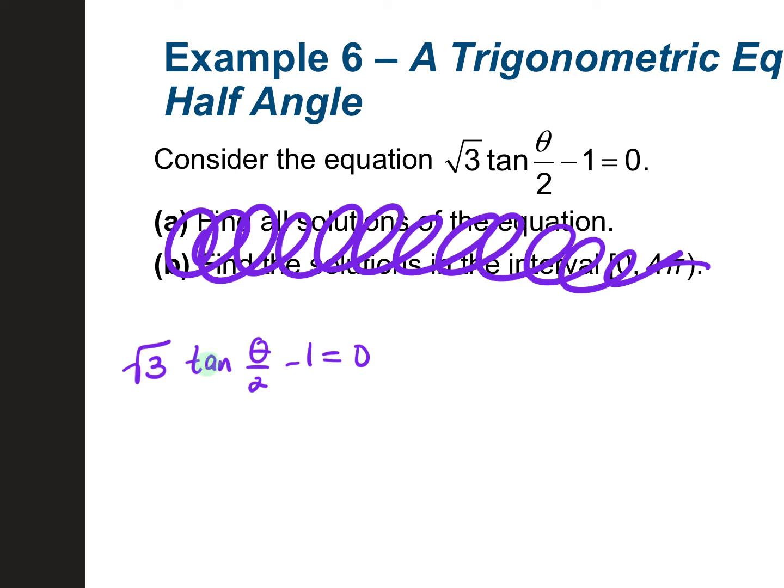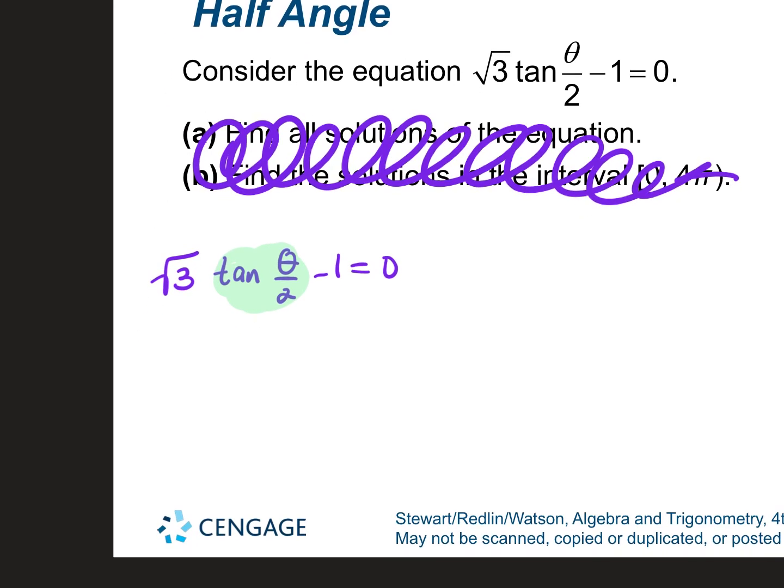We're going to highlight our trig function. That theta divided by 2 is stuck with it. Can't do anything with it. So what am I going to do? How do I get tangent of theta divided by 2 by itself? Add 1 and? That says root 3 times tangent. I would add 1 to both sides. So I'm left with the square root of 3 times the tangent of theta over 2 equals 1.